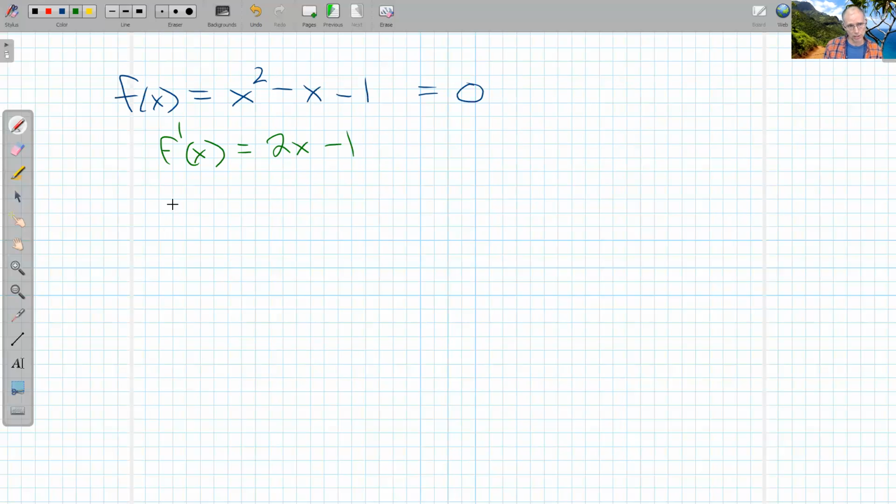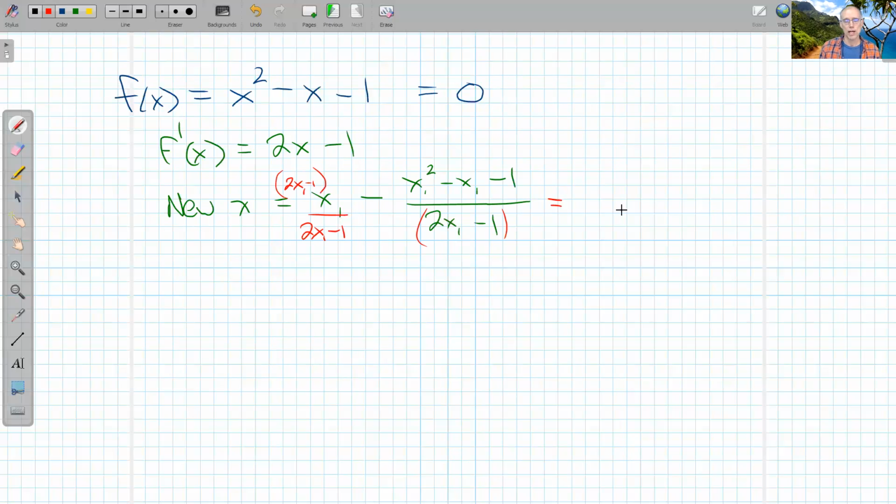And then we set up Newton's method to find our new x. So our new x is always going to be our previous x, we'll just call that x1 for now, minus the function x1 squared minus x1 minus 1 over 2x1 minus 1. So the function divided by its derivative. And then it's usually worth it to clean it up. A little bit of algebra: we'll multiply top and bottom by our common denominator, 2x1 minus 1.